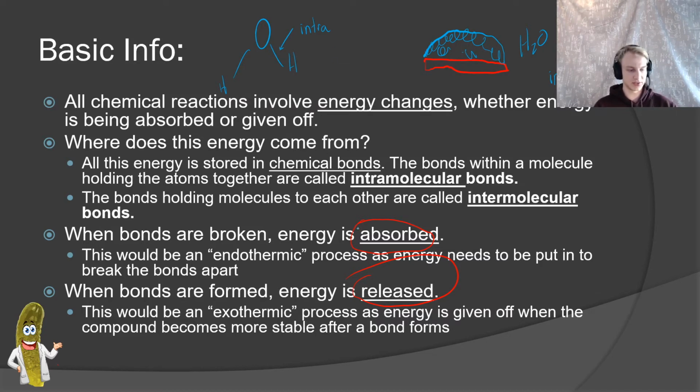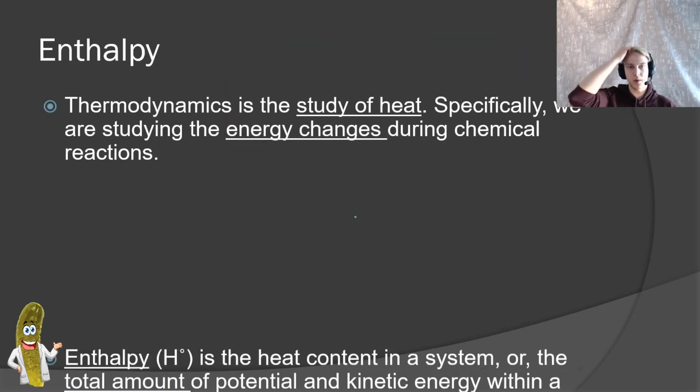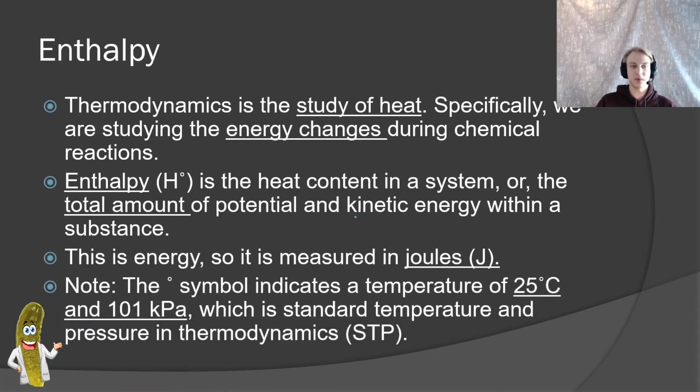All right. And so when we keep going, we study heat and we use the term enthalpy to actually study the energy changes. So, enthalpy, which is this H degree symbol here, is the heat content in a system or the total amount of potential and kinetic energy within a substance. And we measure that in joules. So, what's worth noting is that this degree symbol here represents something called STP, which is standard temperature and pressure.